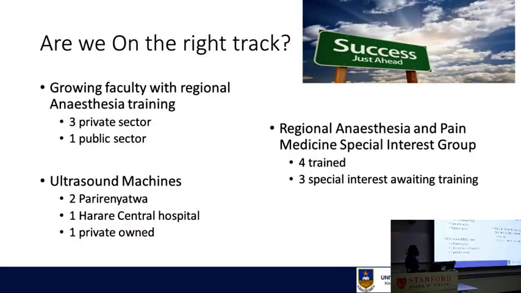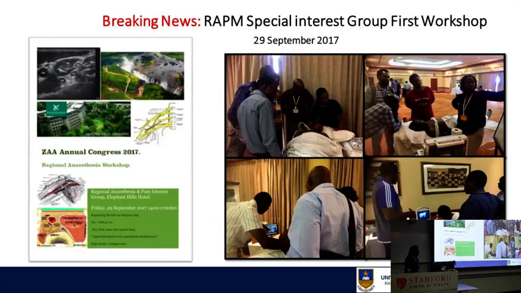We've since formed a regional anesthesia and pain medicine special interest group, which has 4 that are trained and 3 who have a special interest but are awaiting training. And good news is we had our first workshop conducted by the Regional Anesthesia and Pain Medicine Group at our annual Congress in Victoria Falls last week, titled Upper Limb Blocks Every Anesthetist Should Know. So these are just a few pictures from the workshop that we conducted.